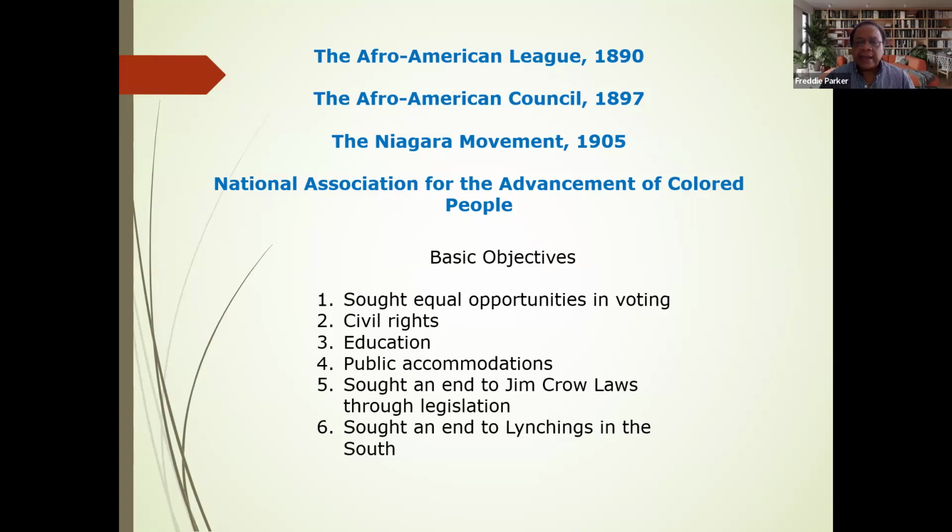But when you look at all of these organizations, even the ones that were fighting in the 1960s, look at the basic objectives. Equal opportunities in voting. They started that in the 1880s and continue right to the present time. Civil rights in general, still fighting. Educational opportunities, oh my God, how we fight. Public accommodations, seeking an end to Jim Crow laws through legislation. They started that in the 1890s. And seeking an end to lynchings in the South.